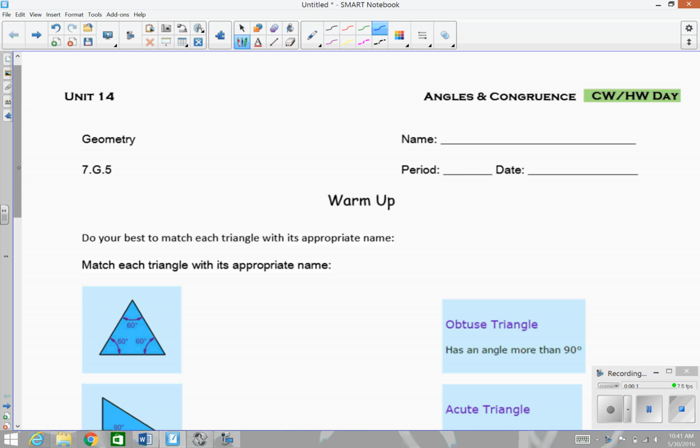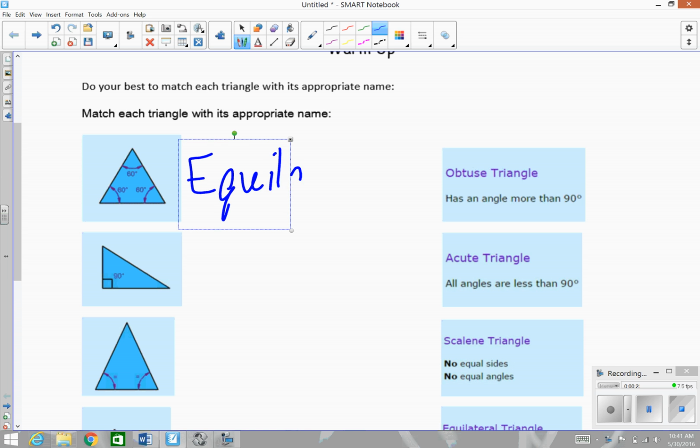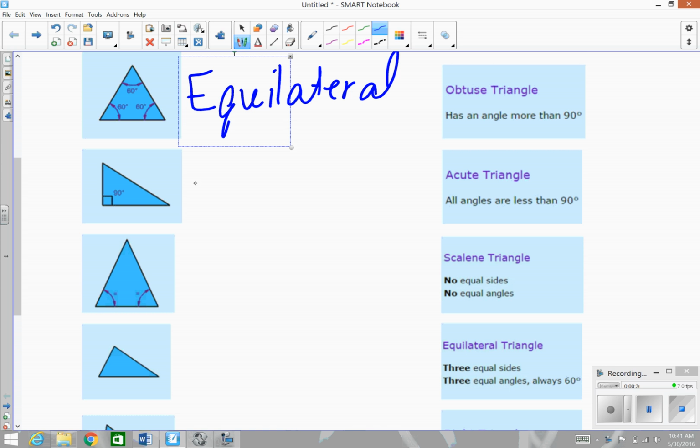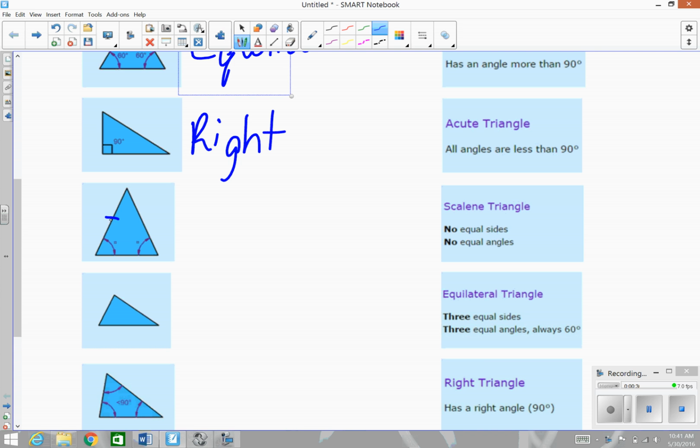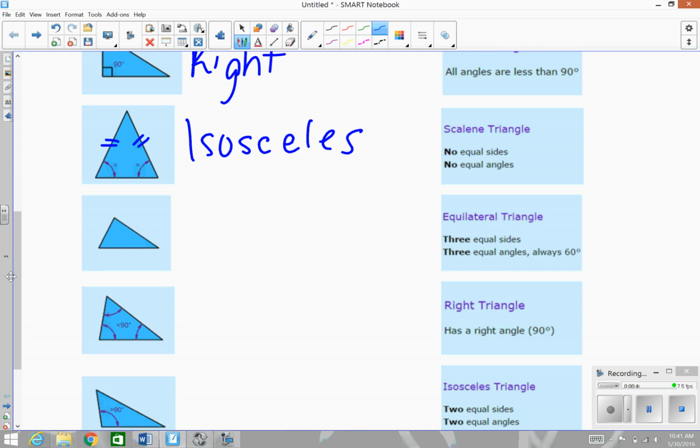Okay, if all the angles are the same and all the sides are the same, we call that equilateral. If there's a right angle, we call it a right triangle. If two angles are the same, that means that the two opposite sides are the same. And when you have two sides that are the same, we call that isosceles. Okay, when all the sides and all the angles are different, we call that scalene.